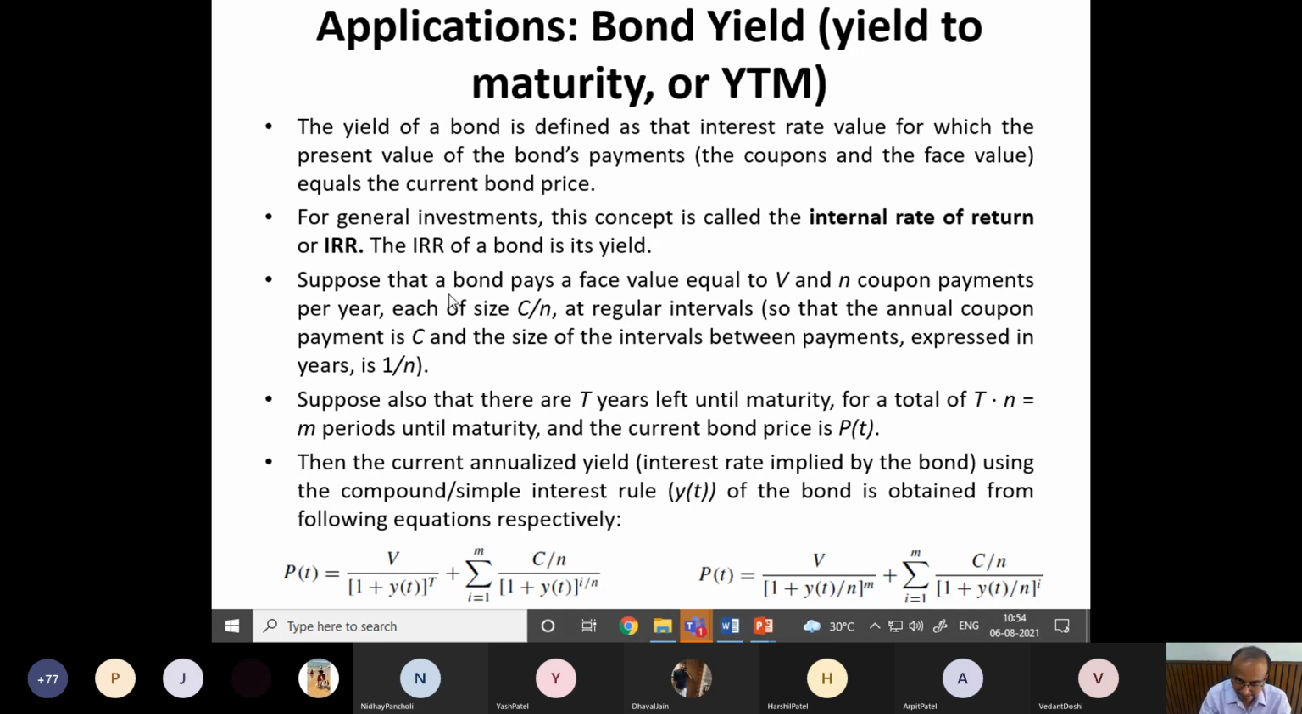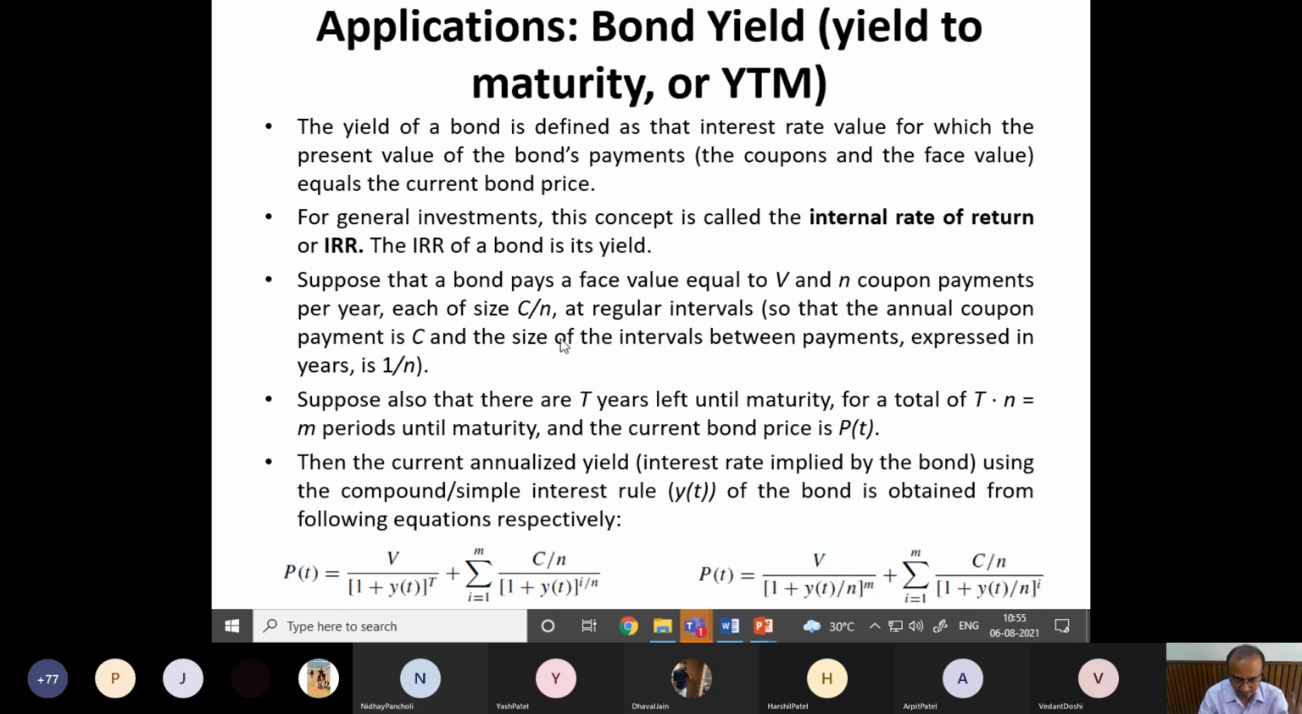Next, we take the case of a bond which pays a face value equal to V on maturity. And there are n coupon payments per year, where the coupon size is fixed, say C by N. Say the total coupon in a year is C, but it pays monthly or quarterly or half-yearly. So each coupon is C by N at regular intervals. The annual payment is C, and the interval between payments expressed in years is 1 by N.